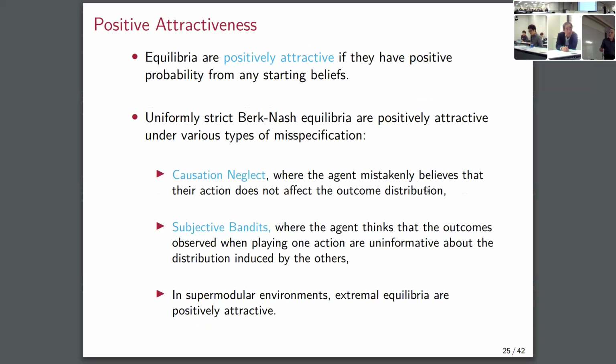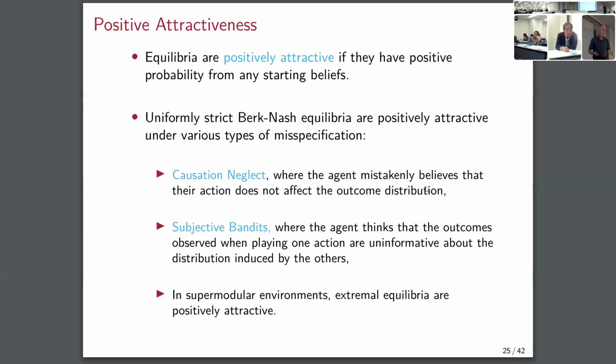Again, on the summary front, we'll say that equilibria are positively attractive if they have positive probability of happening, no matter what the prior is. And uniformly strict Berk-Nash equilibria are positively attractive under different types of misspecification. Causation neglect, where the agent mistakenly thinks their action doesn't change the outcome distribution, or subjective bandits, where outcomes observed under one action are thought to have no information about what happens under other actions, but really they do, or in supermodular environments, extremal equilibria are positively attractive. So that's what we claim.